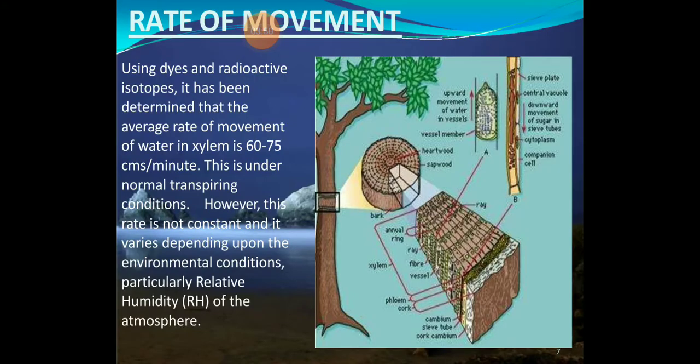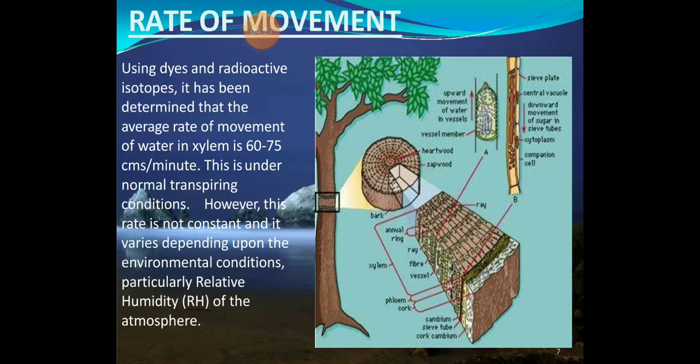And next, going to the rate of movement of the water, how much water will be conducted, or how the ascent of sap takes place in the plants. For this study, various radioactive elements or isotopes are used to check the rate of movement in the plant. Based on that, in the xylem, 60 to 70 centimeter per minute is usually the rate of movement of the ascent of sap.